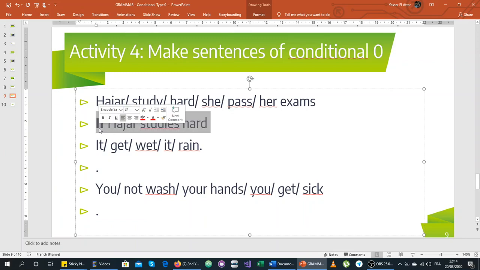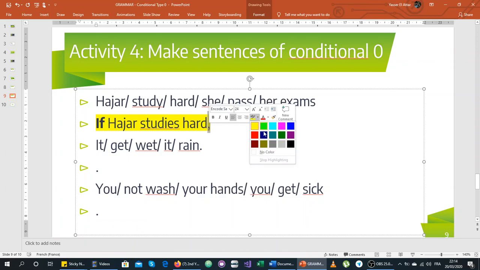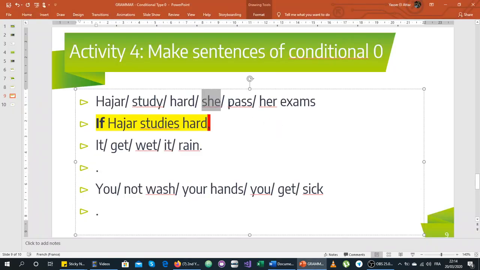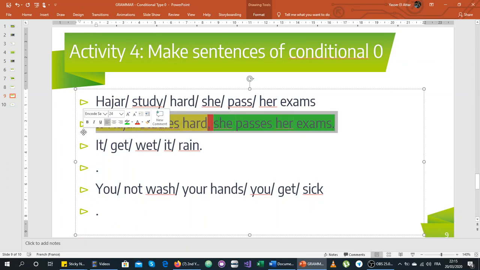So here we started with the if clause. If we start with the if clause, we have to put a comma, right? Then we go to the main clause. What is the main clause? We start with the subject, then the verb in the simple present. The subject here is she. So she, like this. I will just change this one to green. She pass. What do we need to add? We add s, but since the verb ends with s, we add es. Passes her exams. So this is how we can correct it.